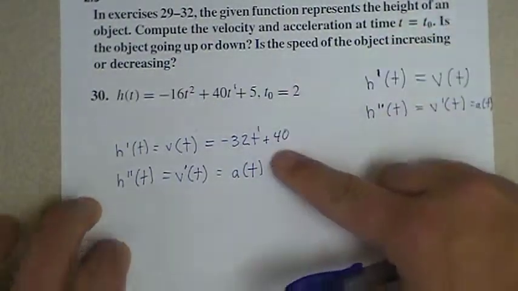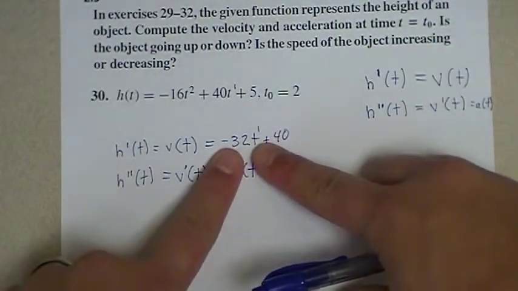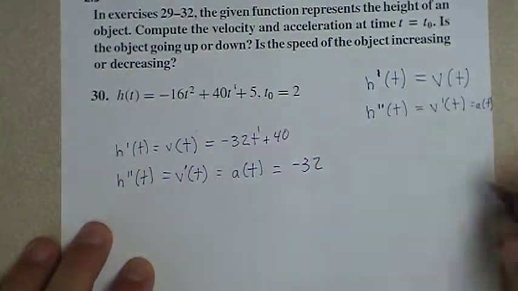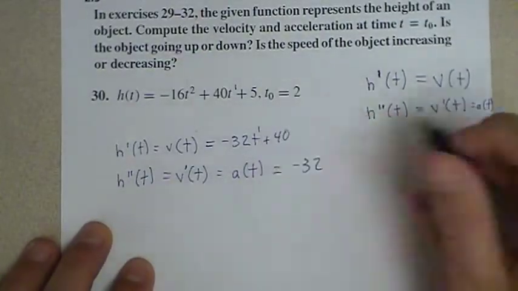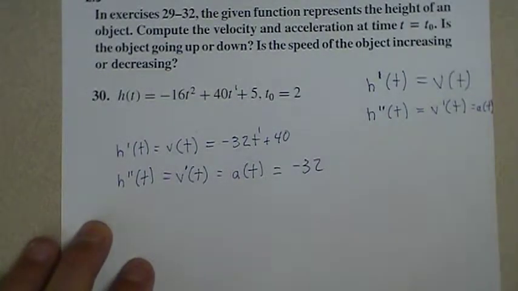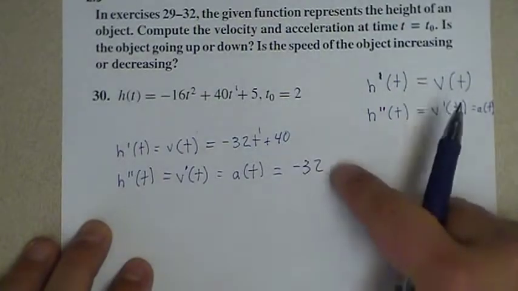If I use the power rule on this negative 32 t to the first, I'm going to multiply by the current exponent and get a negative 32. I'm going to subtract 1 from that exponent. It's going to become a t to the 0. If it's a t to the 0, you don't have to show it. And then the derivative of 40 is 0.